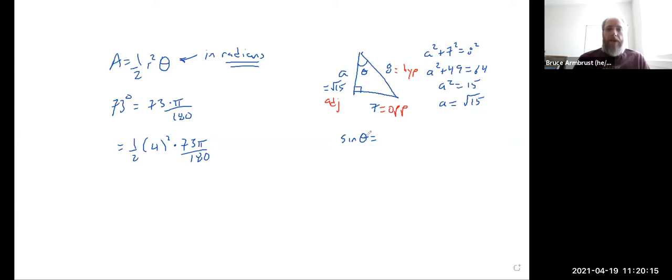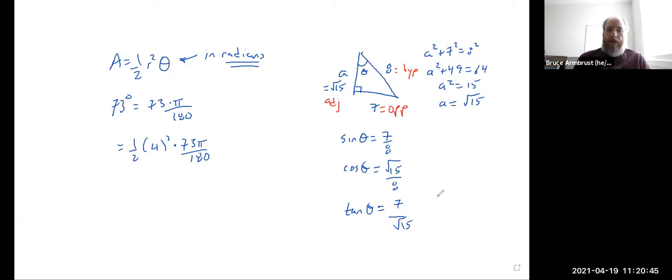Now we can get all of our values. Sine is going to be 7/8, opposite over hypotenuse. Cosine is going to be square root of 15 over 8, adjacent over hypotenuse. And the tangent is going to be 7 over root 15, opposite over adjacent. You can leave it as 7 over root 15. I don't care if you rationalize in this class. If you want to rationalize, that's fine. That's 7 root 15 over 15.